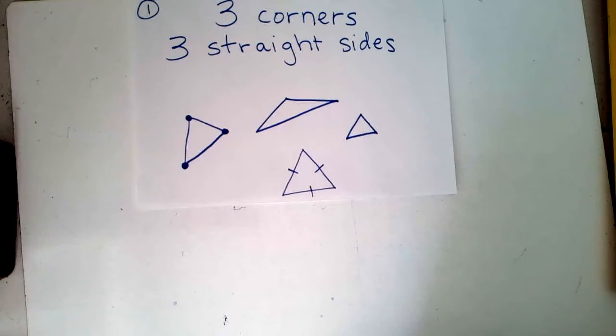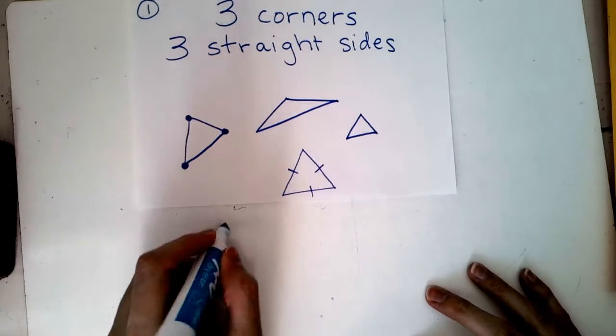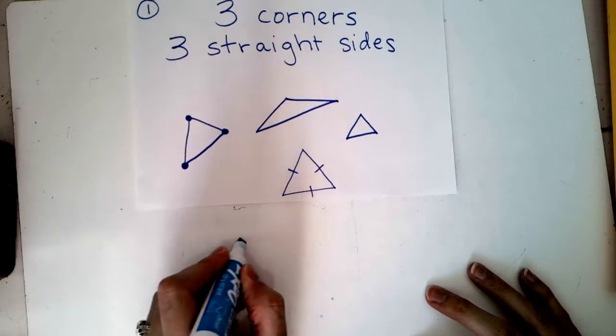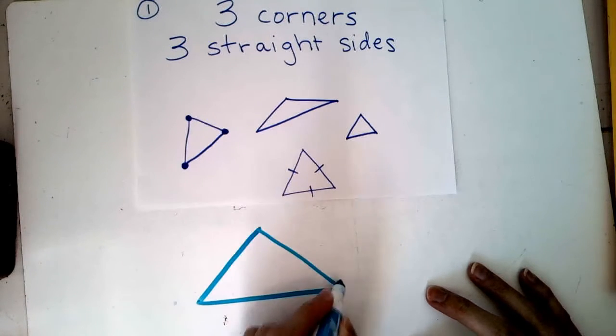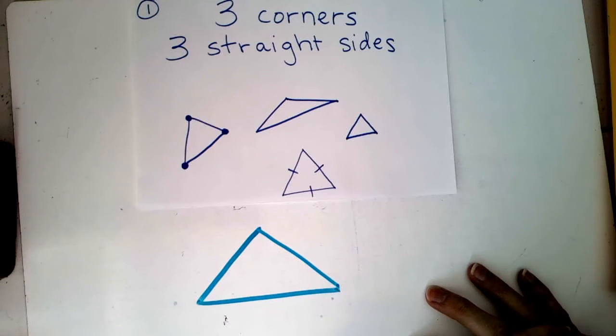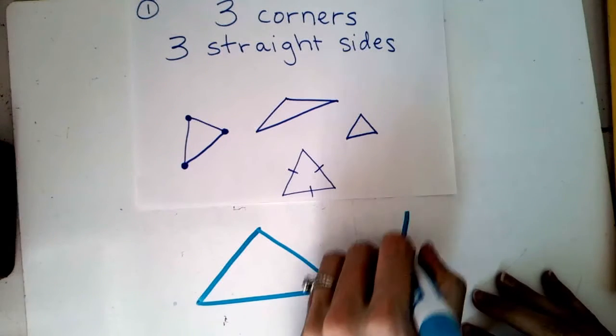Yes, triangles. So let's see. Can you draw one on your whiteboard or your paper? You can make those edges as long or the sides as long or short as you want to. There's one. You can make it skinny.